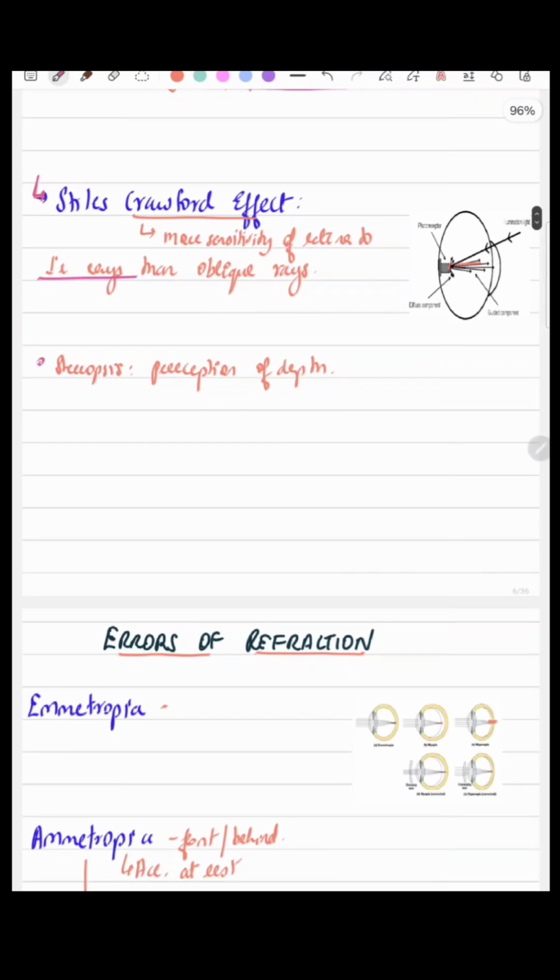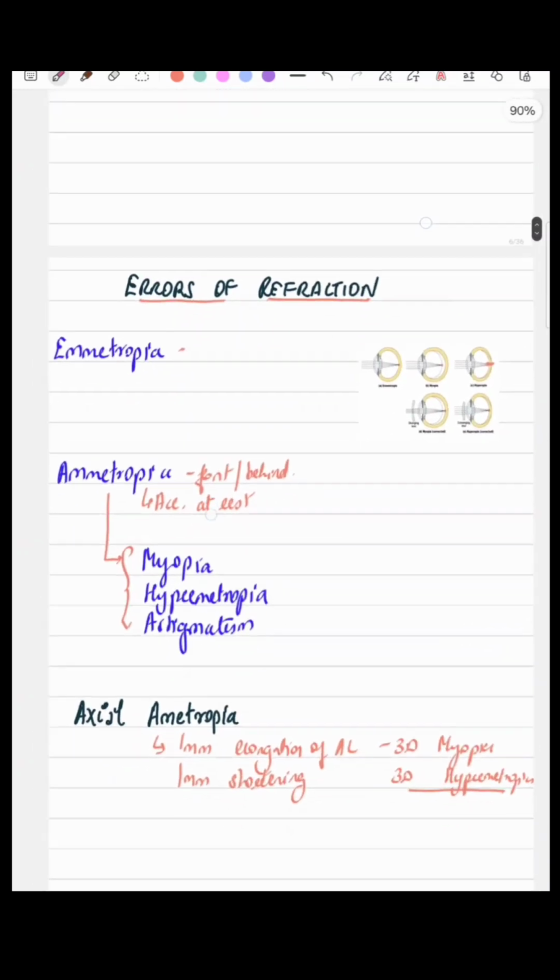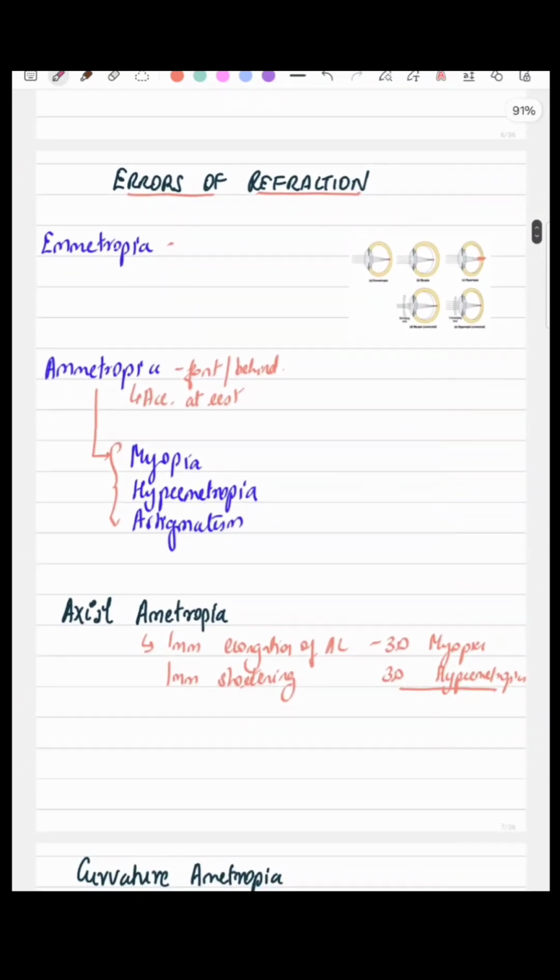Stereopsis is known as the perception of depth produced by reception in the brain of visual stimuli from both eyes. Next, coming to a few refractive errors of refraction. Now there are a few terms we should know.